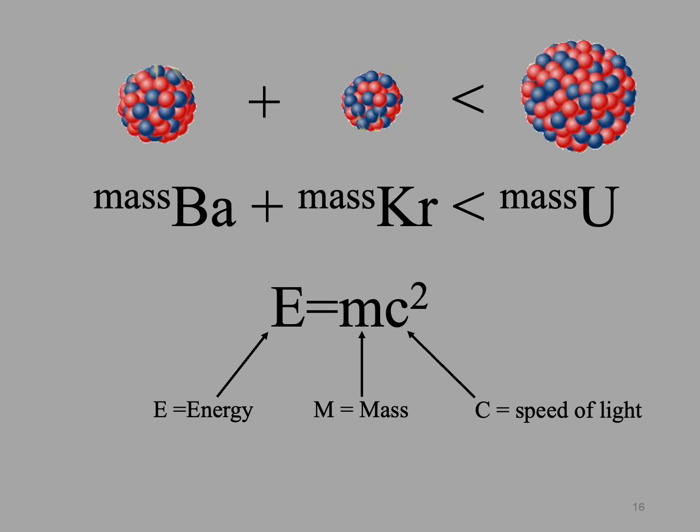Another of their discoveries was that the sum of the masses of the fission products, barium and krypton, was less than the mass of the original uranium nucleus. What happened to this other mass? Where did it go? The total mass of the products of nuclear fission is less than the mass of the original nucleus. This difference is known as the mass defect. It is equivalent to the binding energy of the nucleus.